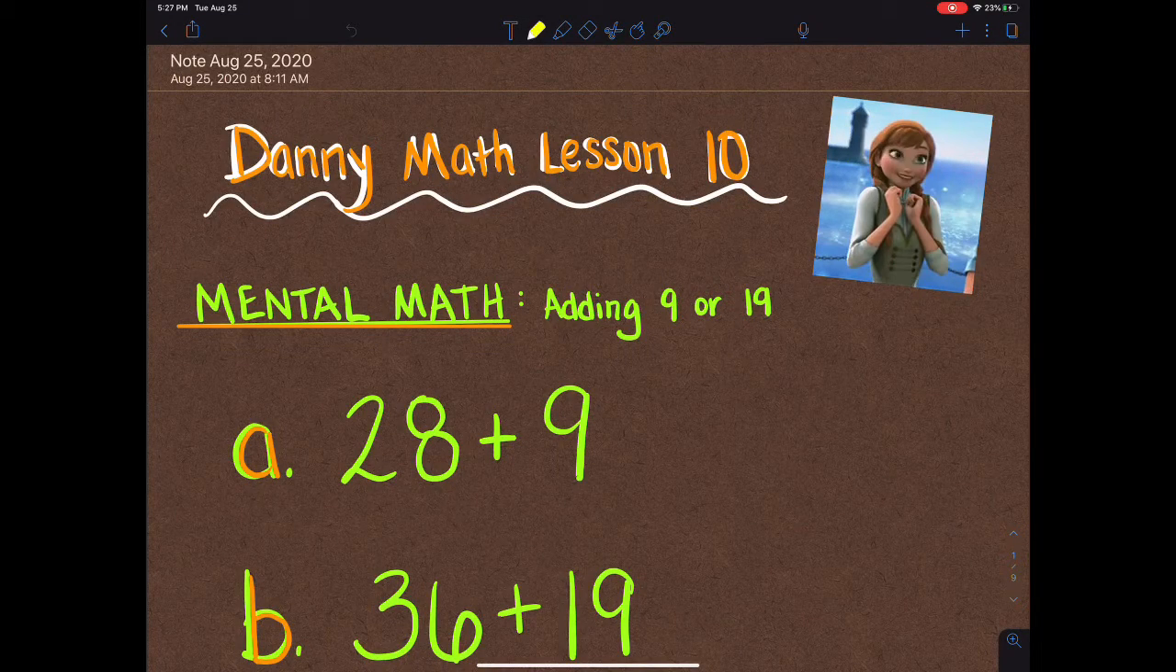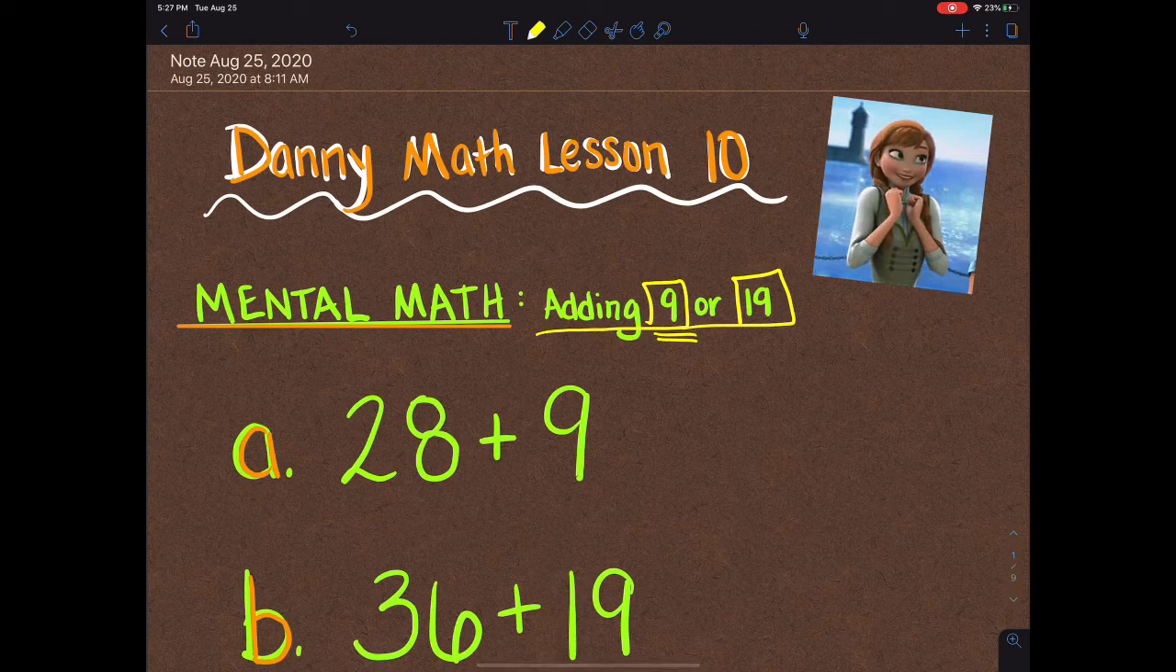Okay, hi Danny. You should be done with your addition facts now, and we are going to start doing the rest of the warm-up. And that starts out with mental math. And for today's mental math, we are going to practice adding 9 or adding 19 to a number. And you remember how you do that, right?